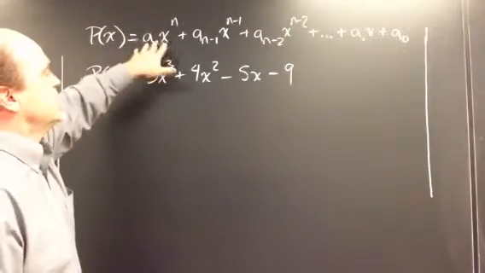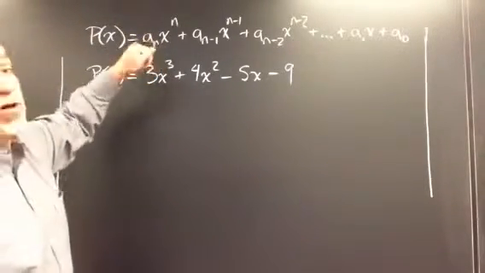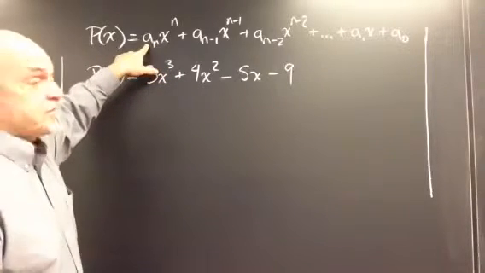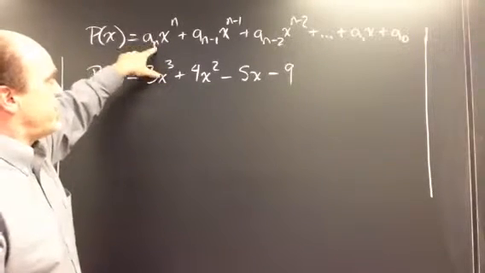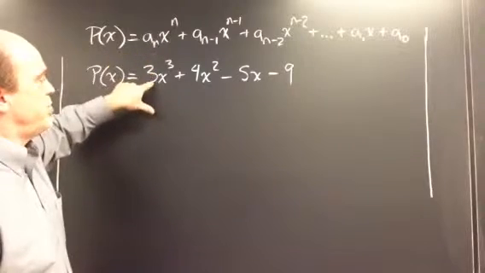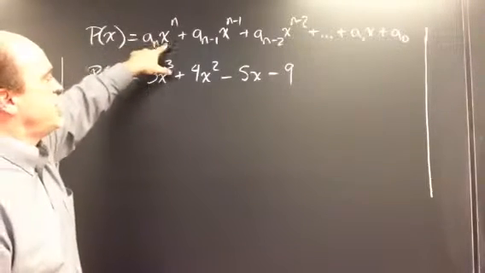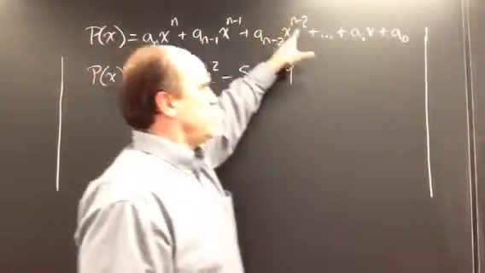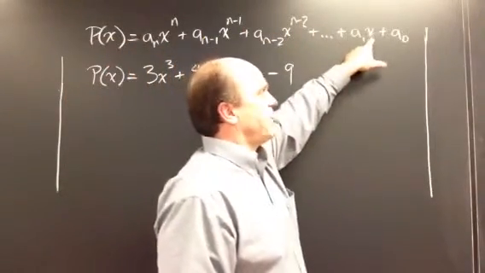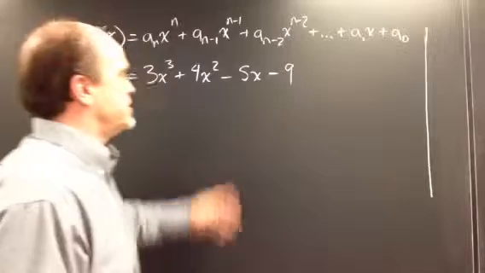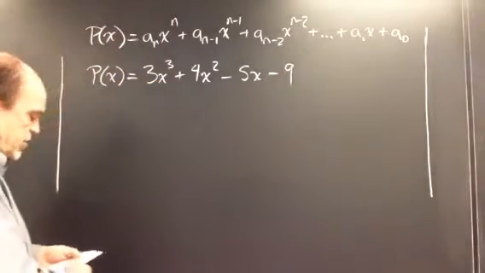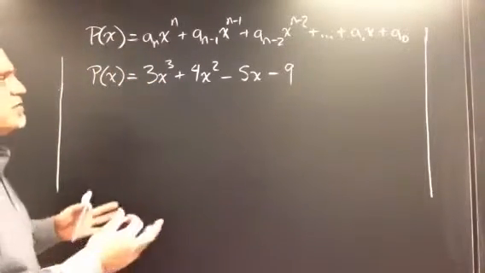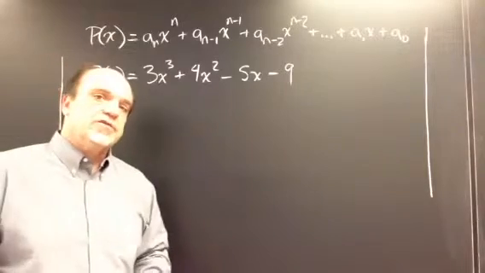Like if it was a 5th degree polynomial, then we'd start out with the first coefficient, which would go with x to the 5th, and then you go x to the 4th, and x cubed, and then all the way down to x to the first power, and then you'd end up with the constant term.